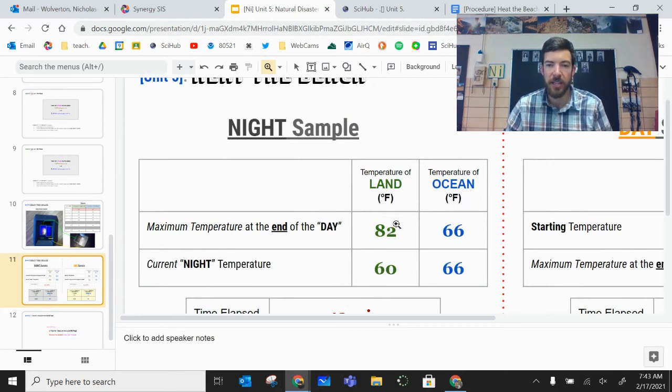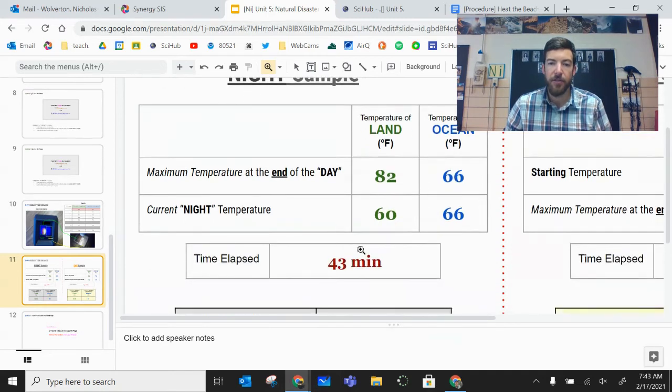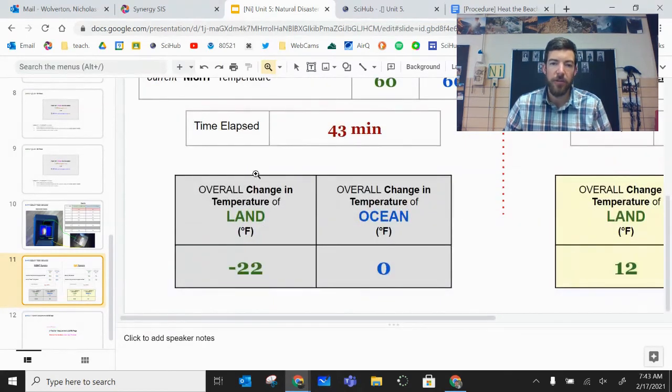So at sunset, the land was 82 and the ocean was 66. Then after 43 minutes, this group measured the temperature of the land and it had cooled down to 60. We measured the temperature of the water and the water was still 66. So what this means is that the overall change in temperature over 43 minutes, as the land cooled down, it went down 22 degrees Fahrenheit. The ocean water did not change.